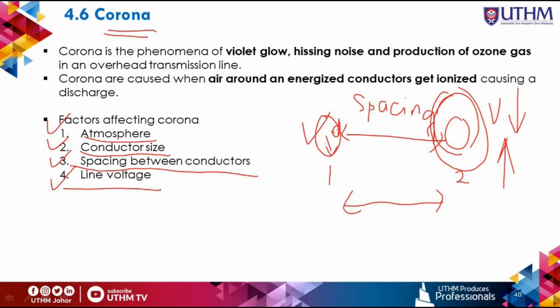And finally is the line voltage. The line voltage greatly affects corona. If it is low, there is no change in the condition of air surrounding the conductors and hence no corona is formed. However, if the line voltage has such a value that electrostatic stresses developed at the conductor surface make the air around the conductor conducting, then corona is formed. That is the four factors affecting corona.